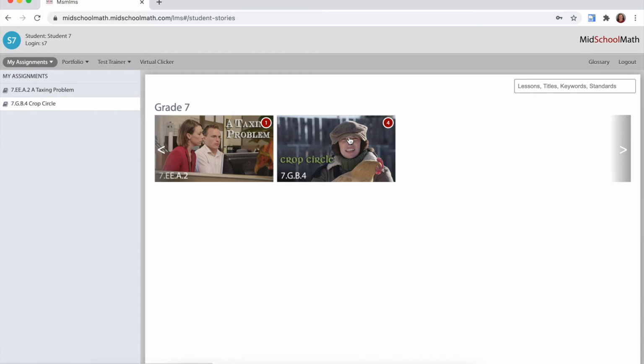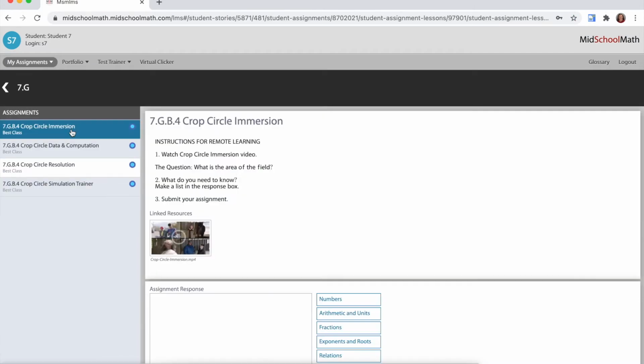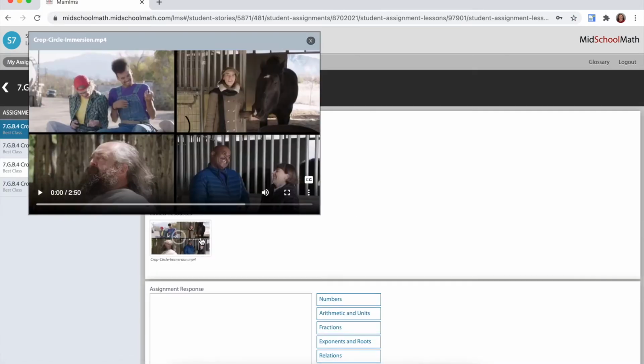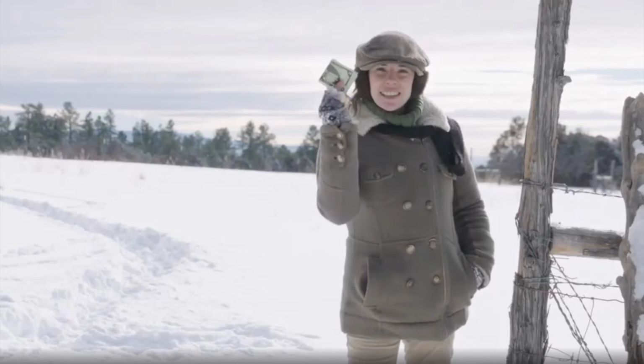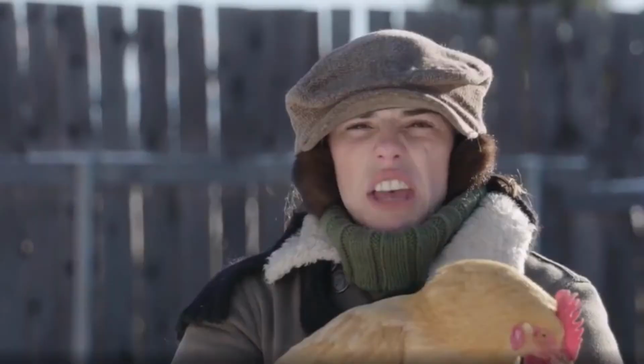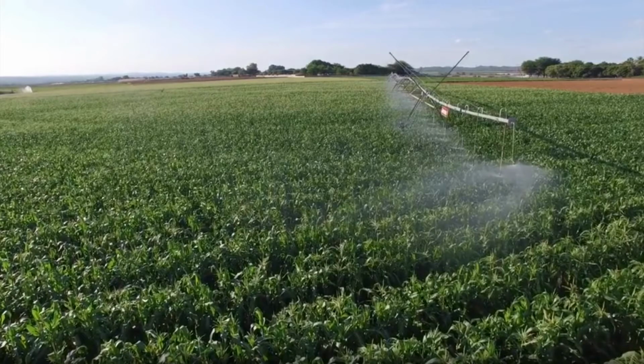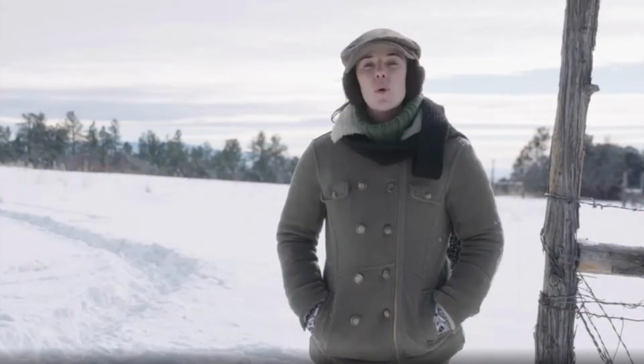Let's now log in as a student and take a look at each component. The first part of the math simulator is called Immersion. The Immersion is a video that launches students into a rich contextual situation in which a math problem arises. The video ends with a simple question like, what is the area of the field?